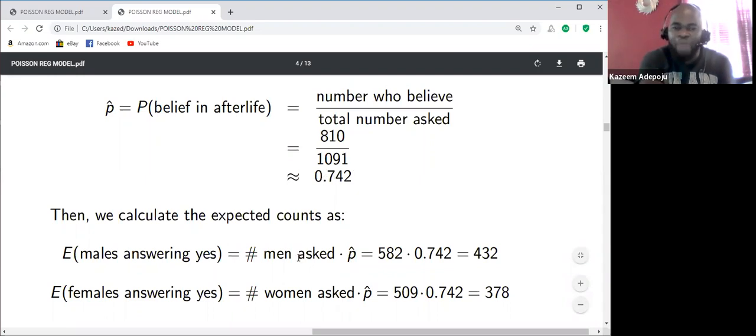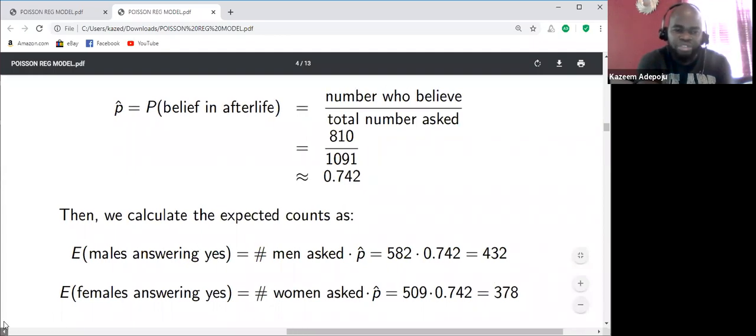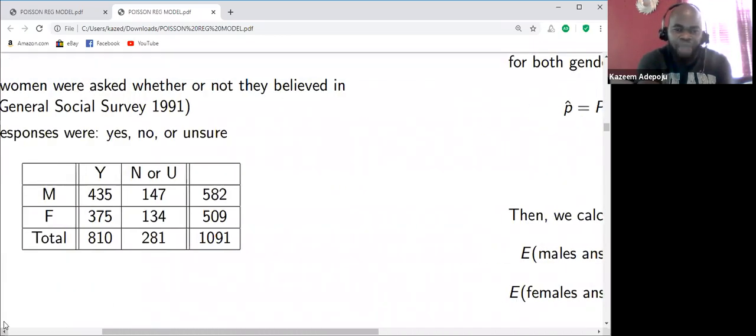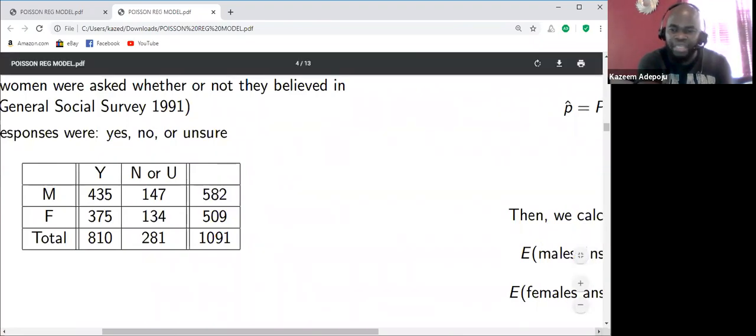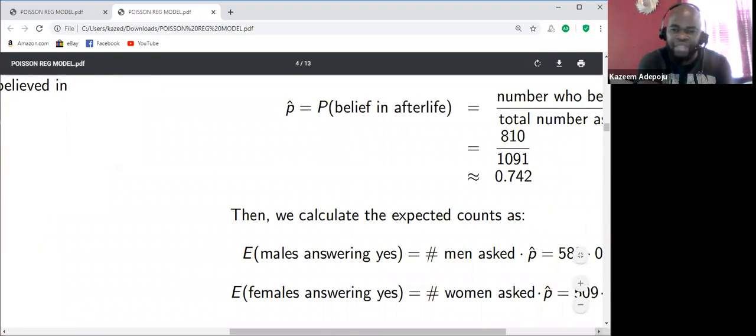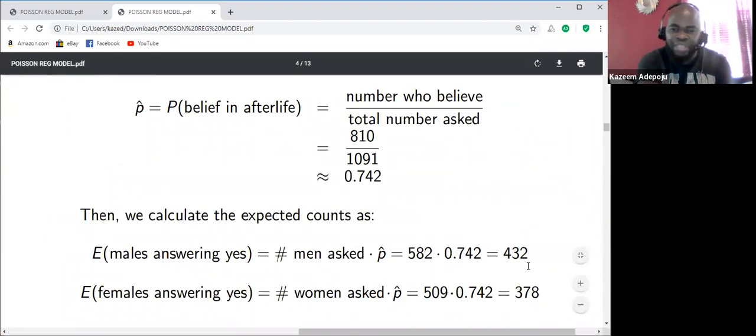So how many men do we ask a question from? 582. You can go back to the table. How many men do we have here? We got 582. So we're going to multiply the probability that we just found by 582, and that is going to give us 432. It means 432 men actually said yes.